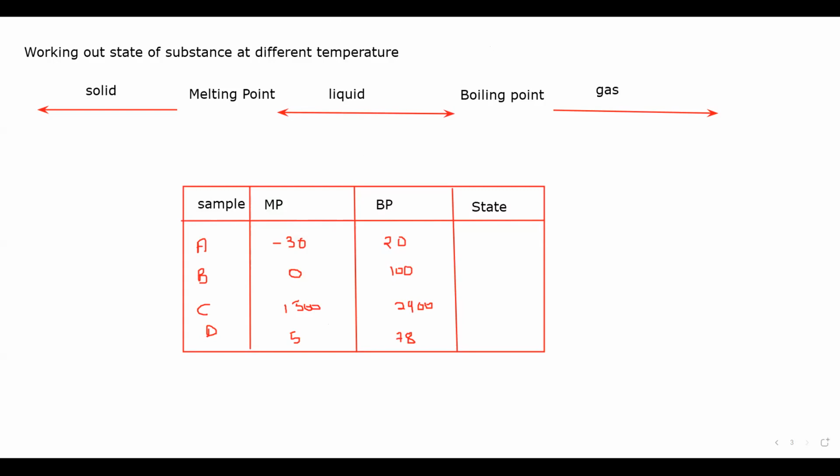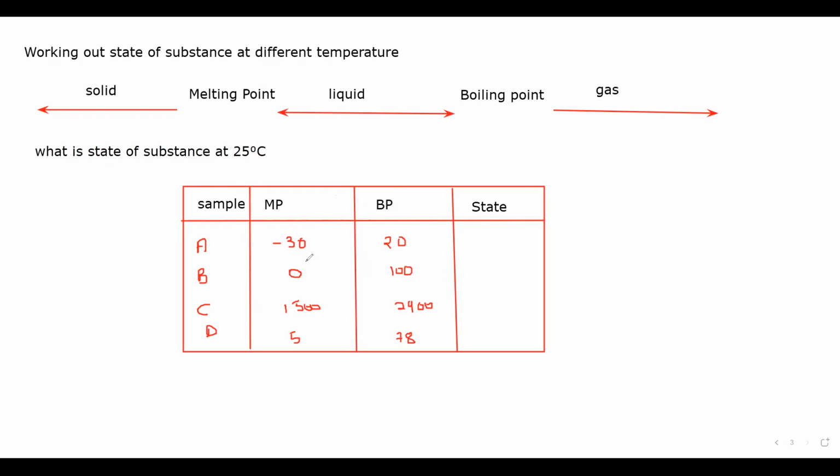Now the question is, what is the state of the substance at 25 degrees centigrade? So we want to find the state of the substance at 25 degrees centigrade. So how can we work out the state at 25? We have to first check where the 25 comes in this range.